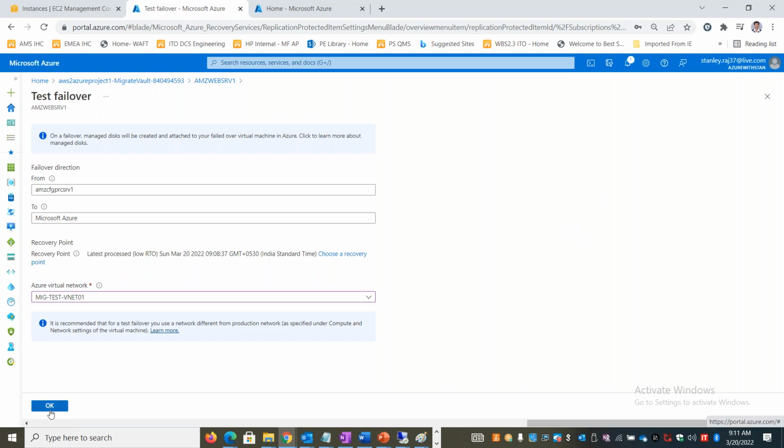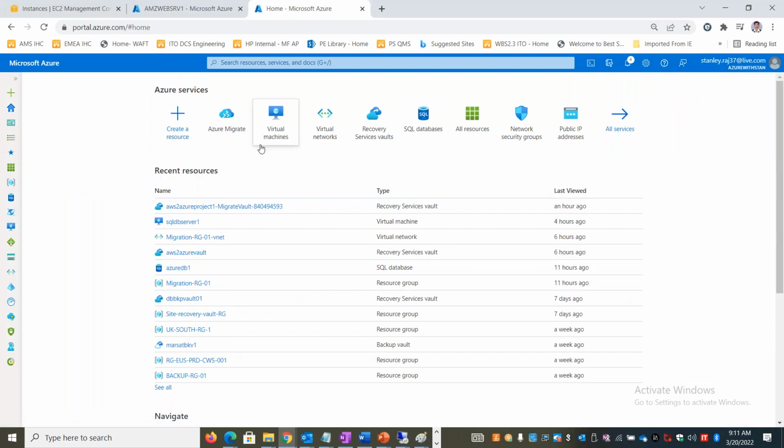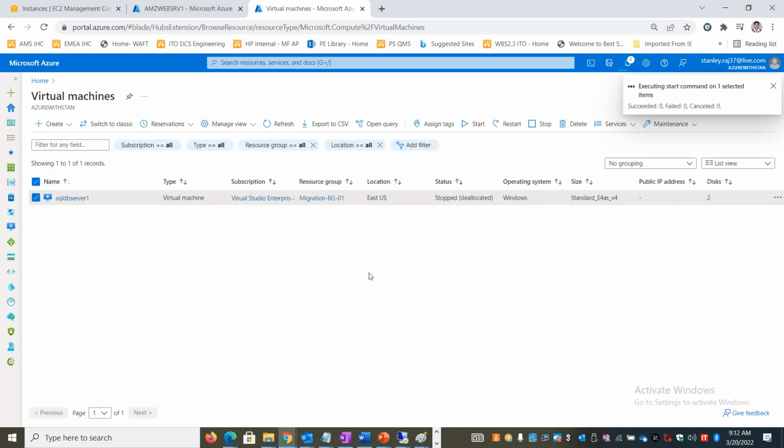Okay, so I'm just going to do a test failover now. Once I start the test failover, what will happen? It will create a virtual machine with -test. So you will start seeing a new virtual machine coming up here with AMZ web server -test. It will be there with -test. Let's give it a minute.